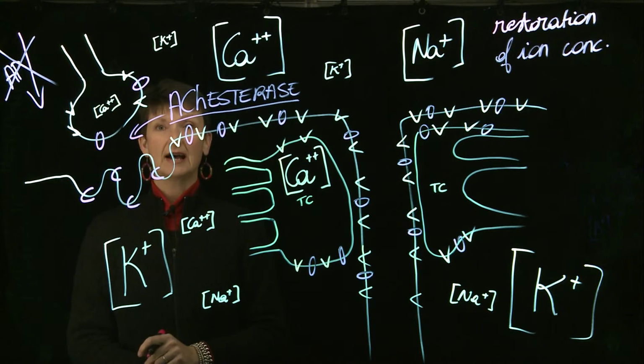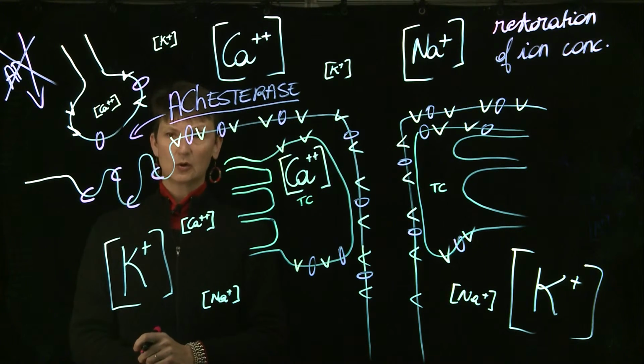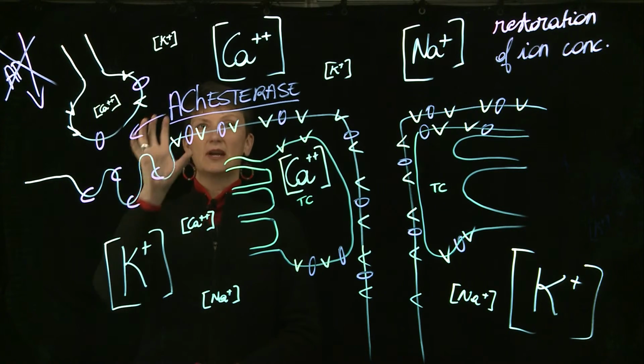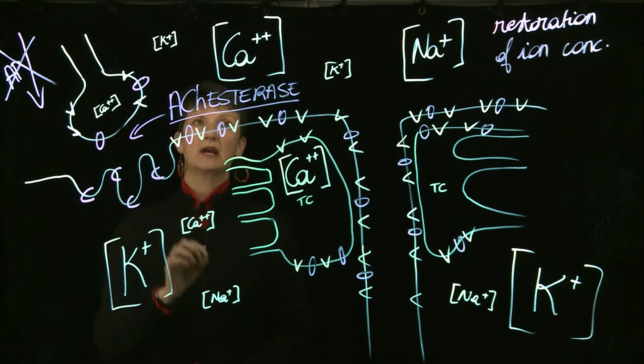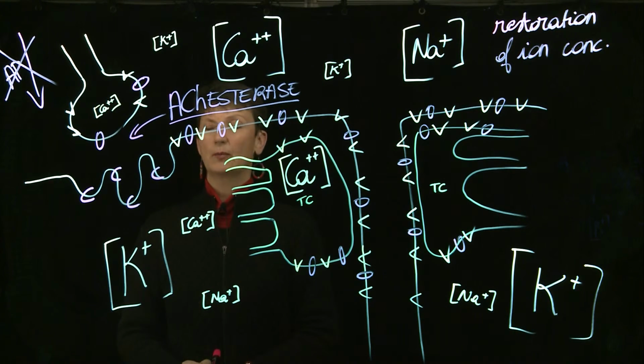It works really fast, and you'll see that this is an important thing to know down the road when we get to the nervous system. So acetylcholine esterase is an enzyme that's always working. Our ion pumps are always working. Doesn't matter which ion pumps.